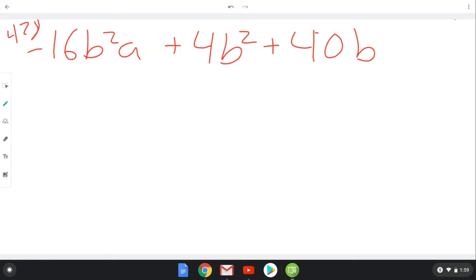So again, I'm going to look at this and say, okay, what can I divide out of all of these that will give me nice numbers? I look at this and they're all divisible by 4. Do you see that? 16 is 4 times 4. Obviously, 4 is 4 times 1. And 40 is 4 times 10. So they're all divisible by 4. So I can divide out 4.